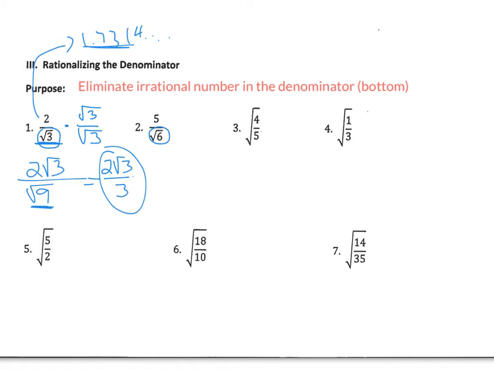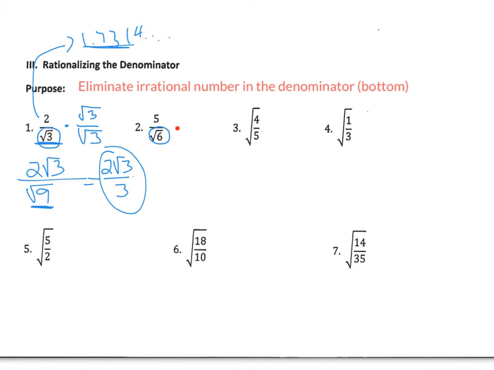So what we basically did was get rid of this square root in the bottom and move it to the top. You're going to do this all the time in geometry, next year in geometry. So the next one, this square root of 6, that's an irrational number.